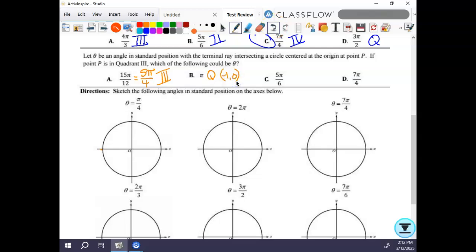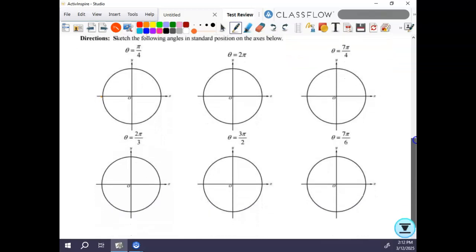What quadrant is 5 pi/6 in? Second. And 7 pi/4, fourth. Okay, and here we are looking for third, so my answer is A. Okay, we all good with those? Awesome. All right, so then we're supposed to sketch these in standard position.